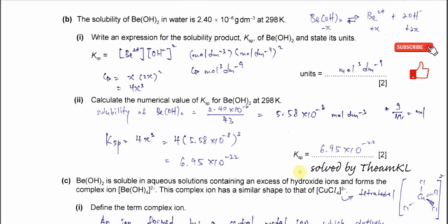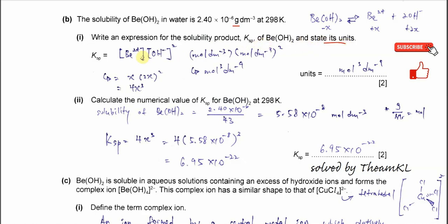Part B. The solubility of beryllium hydroxide in water is given as 2.4 times 10 power negative 6 gram per dm cube. Later we need to convert this to mole per dm cube. Part 1. Write an expression for the solubility product, the Ksp, for this beryllium hydroxide and give its unit.